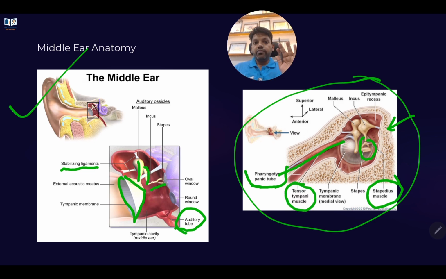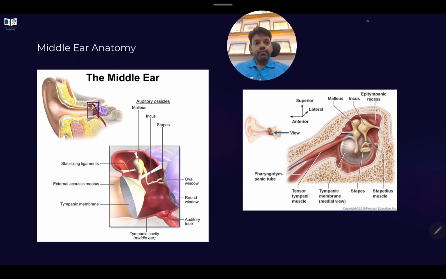Okay, now we will shortly revise which all our parts are there. One is the tympanic membrane. Let's revise quickly. Tympanic membrane, you understood. Then comes the 1, 2, 3 bones, then some ligaments. Okay, then there is auditory tube or Eustachian tube or pharyngotympanic tube. Okay, and there are muscles like a stapedius muscle and tensor tympanic muscle.